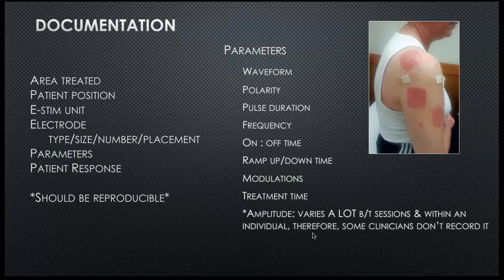And then finally, documentation. So you always document the area you treated, the position the patient was in. If you have more than one e-stim unit, you need to say which one you used. You need to say what type of electrodes you used, especially the size of them is going to matter, and where you put them on the patient's body. And then you write down all your parameters. Oh, there's so many parameters.